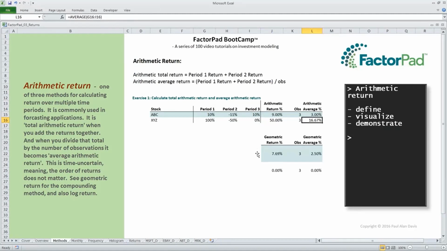And using the same data, but using geometric returns, look at the differences. 3% versus 2.5% and 16.67 versus 0%. To see why, follow the link at the end. Okay, that's it. There is a whole lot more to arithmetic returns.